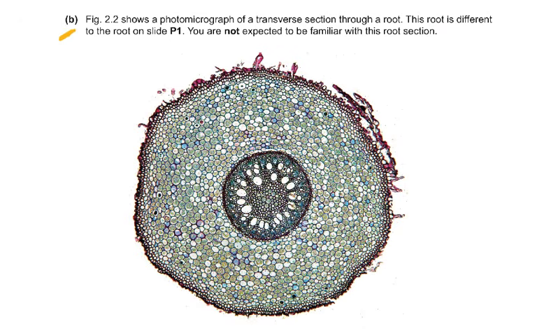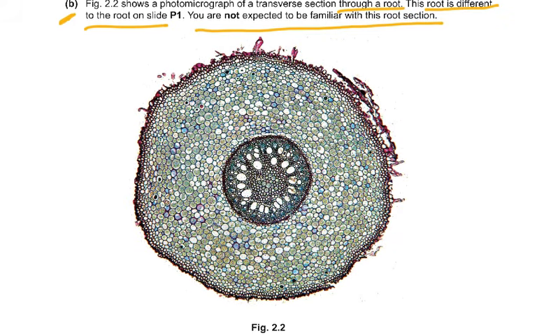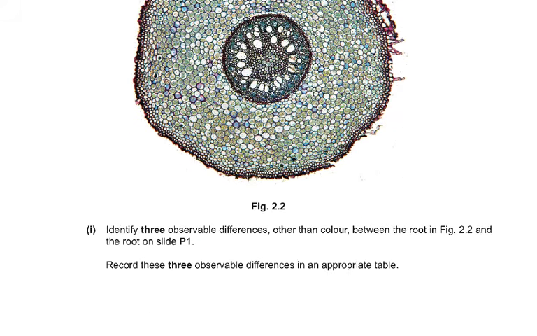Then coming to the B part of the question, figure 2.2 shows a photomicrograph of a transverse section through a root. This root is different to the root on slide P1. You are not expected to be familiar with this root section. Fine. Then it says identify 3 observable differences other than color between the root in figure 2.2, this one, and the root on slide P1. Record these 3 observable differences in an appropriate table.